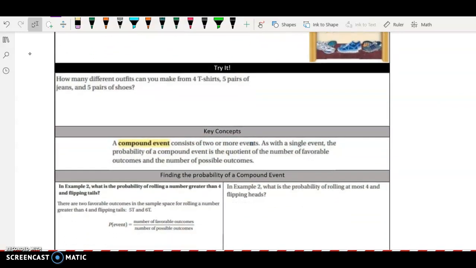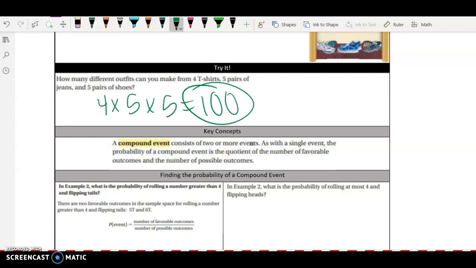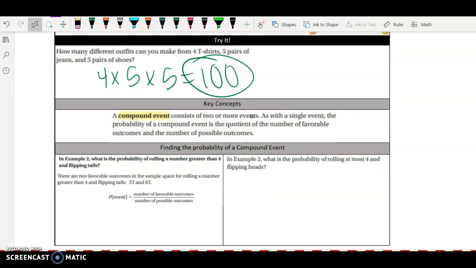How many different outcomes can you make from 4 t-shirts, 5 pairs of jeans, and 4 pairs of shoes? Do this on your own and then check your answer with mine. We have 4 times 5 times 5, and we get 100. So you have 100 different outcomes with 4 shirts, 5 jeans, and 5 pairs of shoes. That's actually kind of cool.